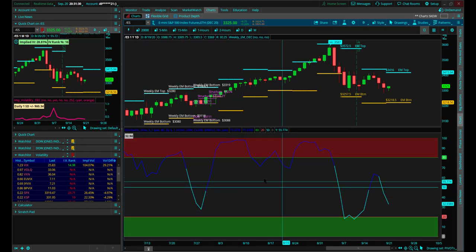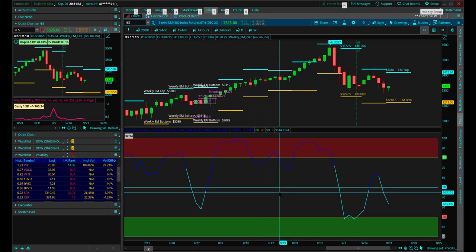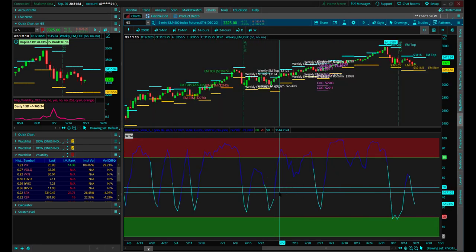I use this on very selected products. Now you can use it all over, but I don't. I use it on things that already are very good, very strong markets. I don't use it on futures. I just happen to have had it up.